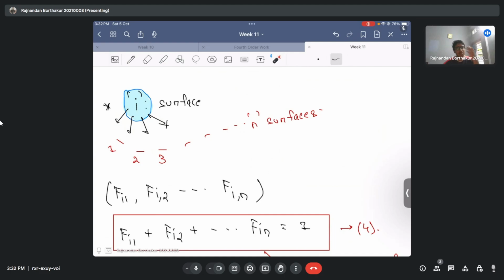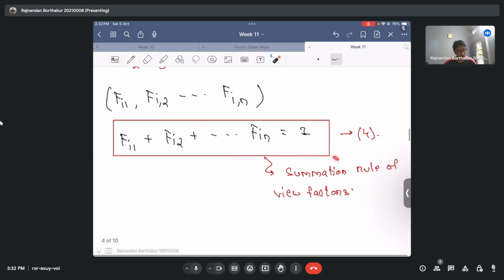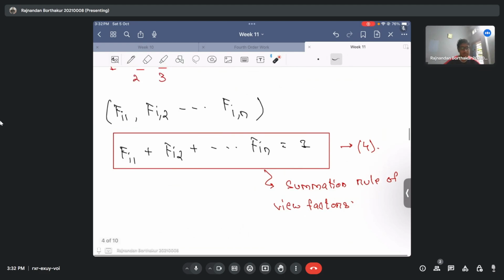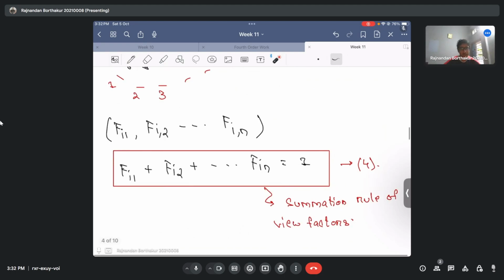You can always write that all the view factors associated with this surface i, if you add them up, will obviously turn out to be equal to 1. And this is known as the summation rule of view factors. So these four relations, or four equations, are very powerful if you want to understand the analysis of view factors. And we will see shortly, by some numericals, how we will use these relations in solving numericals of these forms.